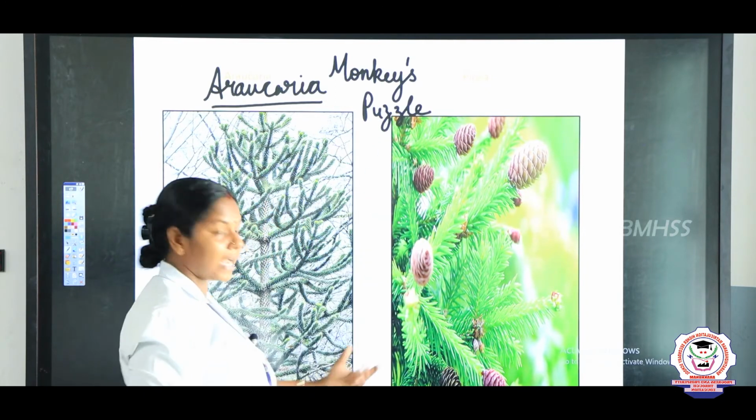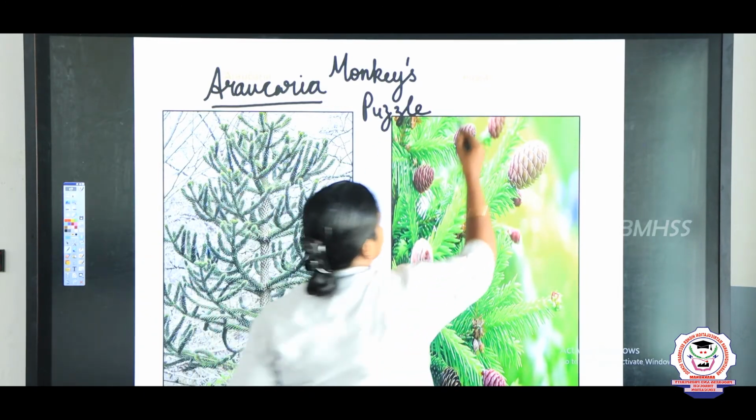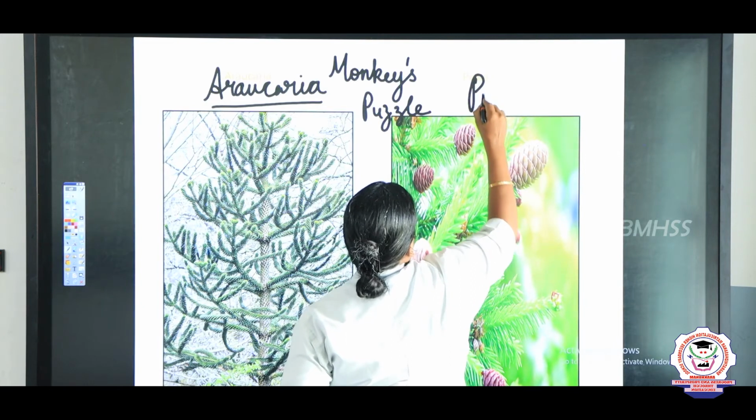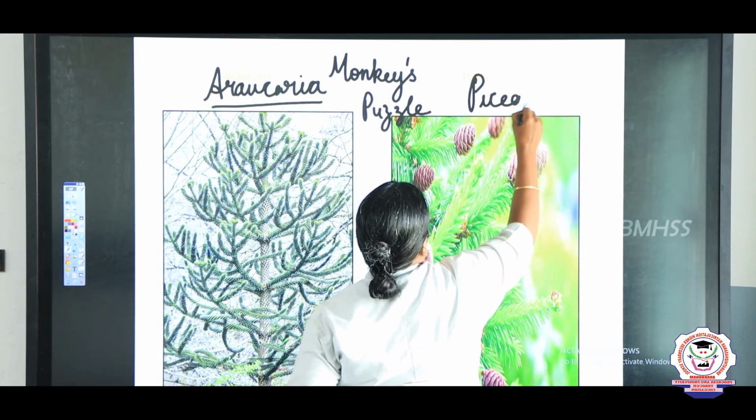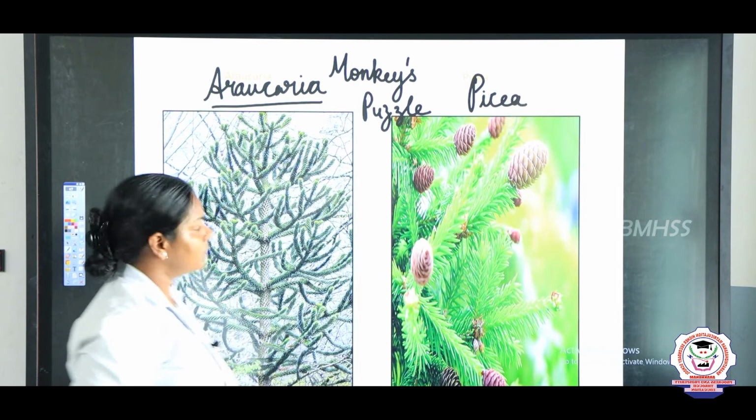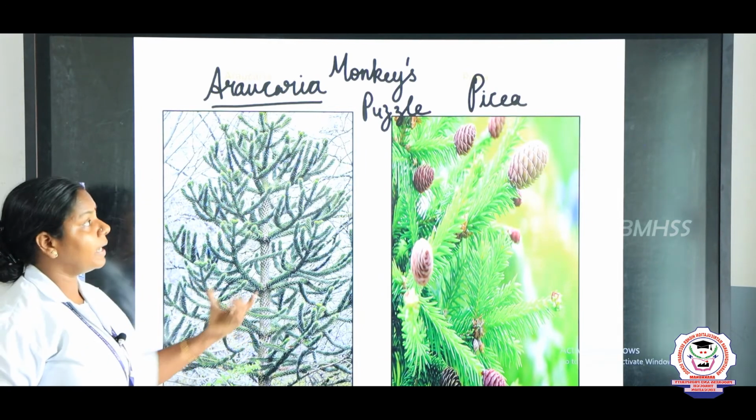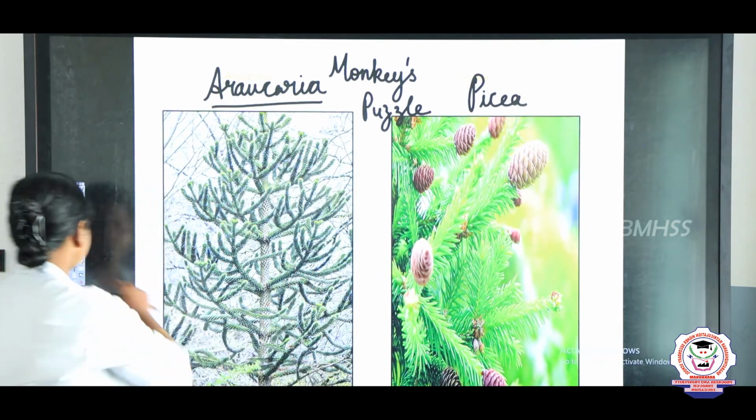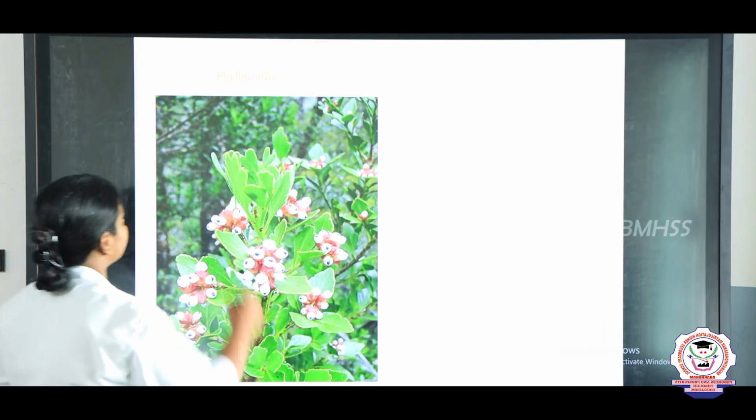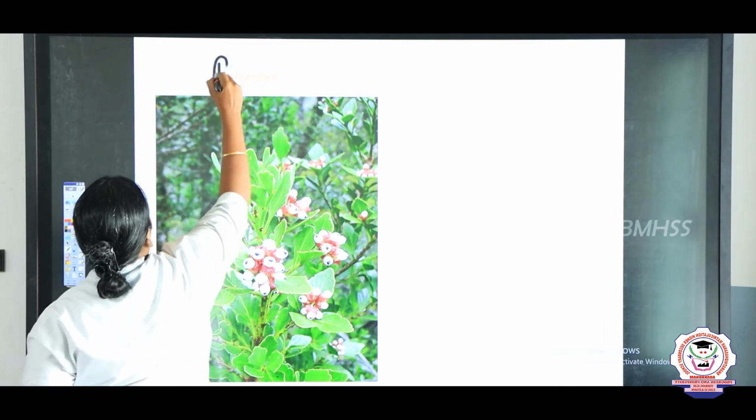Monkey's puzzle, and the name of this plant is Picea. Araucaria and Picea, and the name of this plant is Phyllocladus.